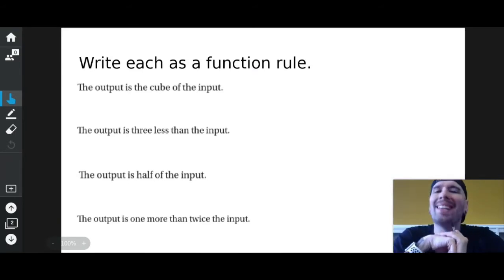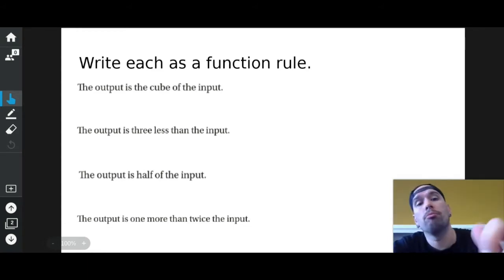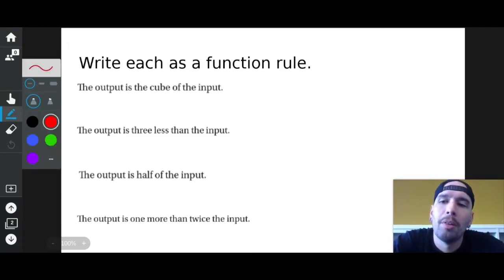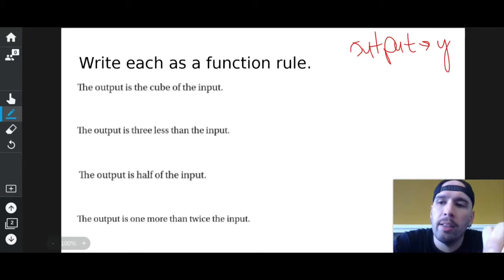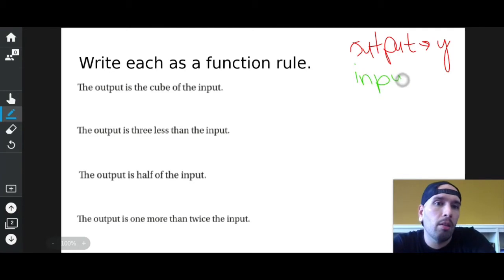Today we're going to talk about writing things as function rules. What's a function rule? Is it directions to help us live and go through our daily lives? No. A function rule is just y equals blah, blah, blah, or f of x equals blah, blah, blah. Anytime we see the word output, that's the y value. Anytime we see the word input, that's the x value.